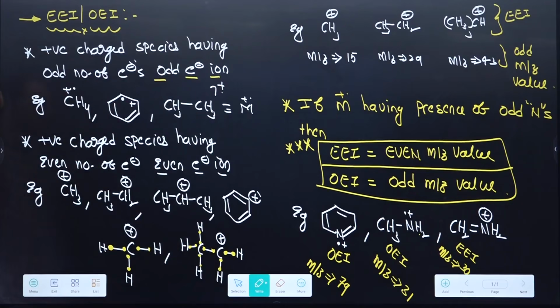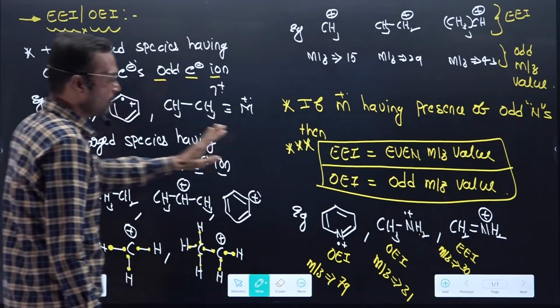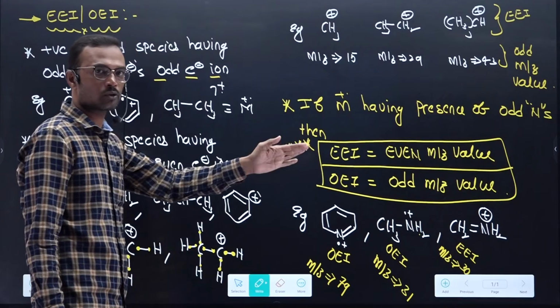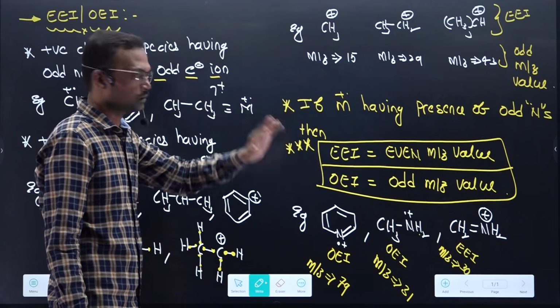So this point is applicable when nitrogens are an odd number. Only when they are present in odd number, 1 nitrogen, 3 nitrogens. At that time, odd to odd, even to even. You need to remember this point.